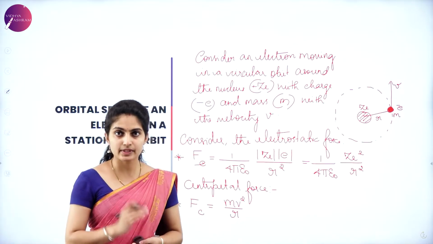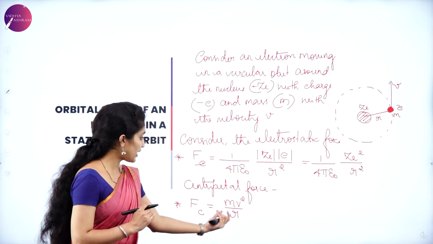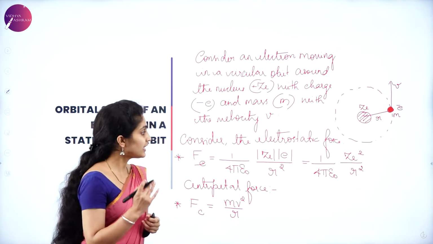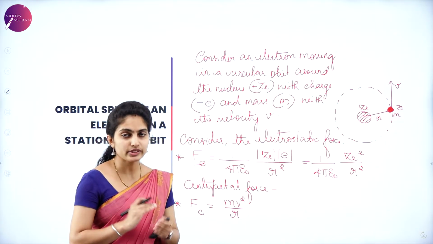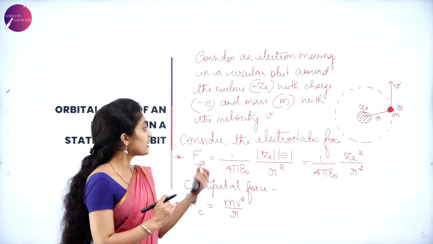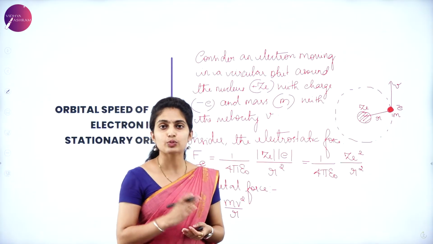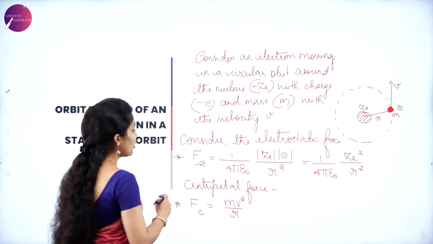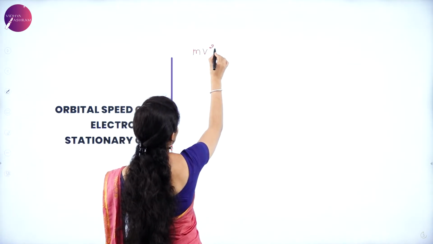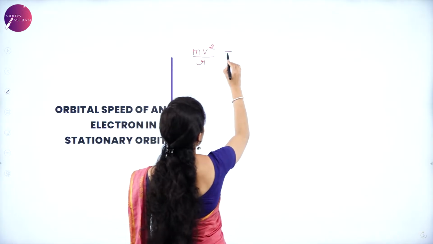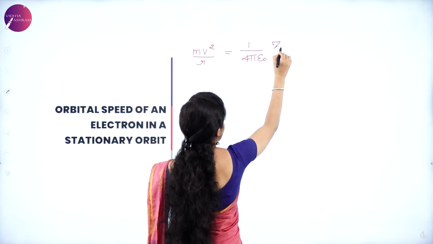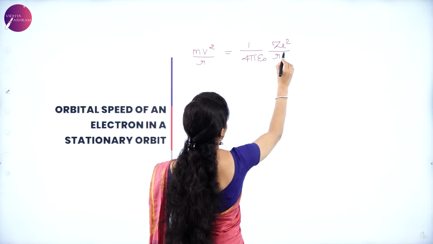Having these concepts, we have two equations: mv square by r and 1 by 4 pi epsilon naught Ze square by r square. We have to equate these two equations because the electrostatic force is equal to the centripetal force. So, on rewriting this, we have mv square divided by r is equal to 1 by 4 pi epsilon naught Ze square divided by r square.